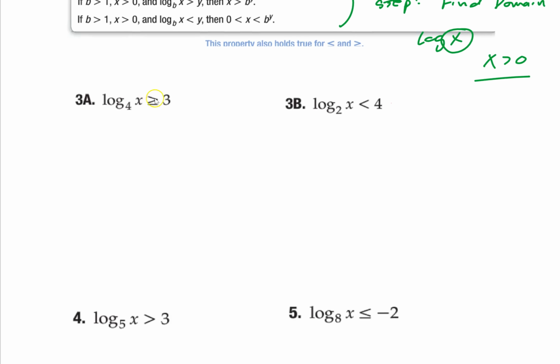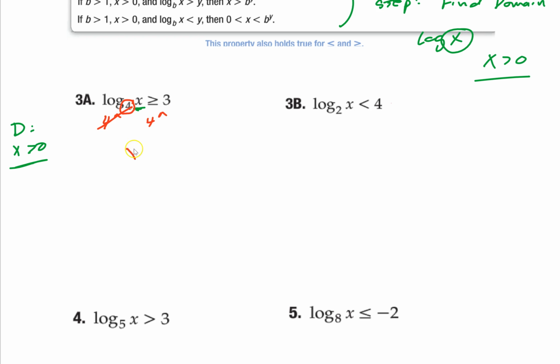So let's do a couple. This first one here. Let's find my domain first. Let's just get this. That has to be greater than 0. And that's it. That was quick and easy. Now let's solve this. Right, so we're going to take the base of both sides. Now notice there's only one log, so the way we solve the log is always the same way. Take the base of both sides.